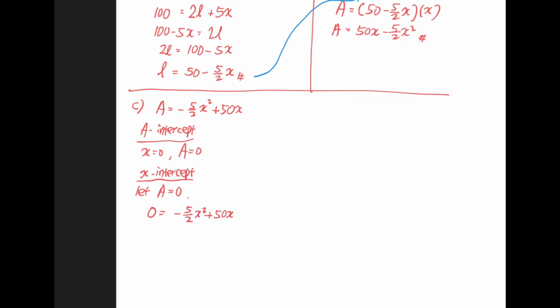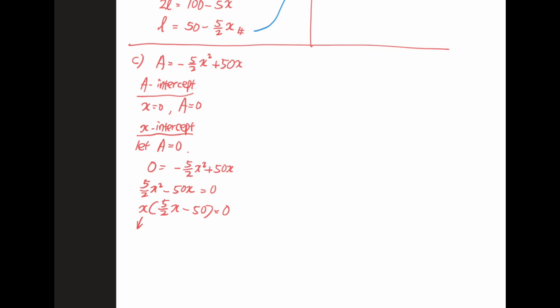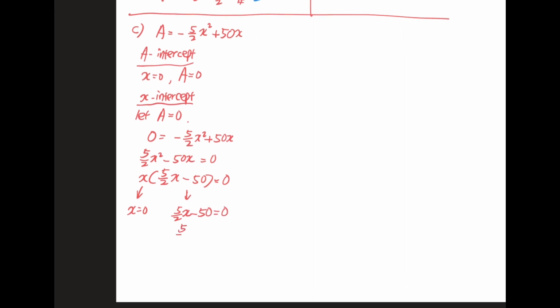Let's say I shift everything to the right: 5 over 2 x squared minus 50x equal to 0. So I factorize the x: x times (5 over 2 x minus 50). For the first factor, x is equal to 0. For the second one, we let the whole thing equal to 0, then we look for x, which is 100 over 5 times 2, so 20. So we have 0 and 20 as the x-intercepts. We have two x-intercepts here.